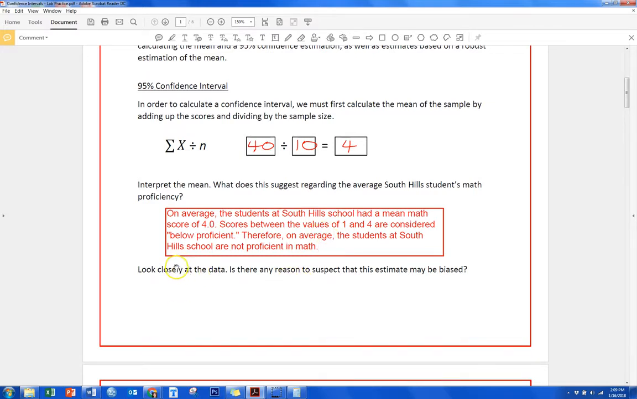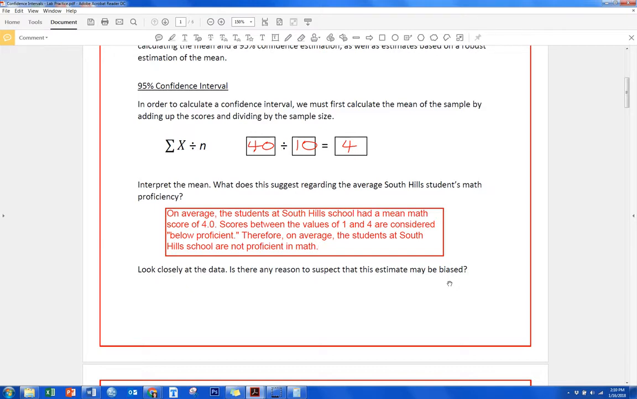Now it says, look closely at the data. Is there any reason to suspect this estimate may be biased? Well, that's an interesting question. Biased in statistics has a very precise meaning. When we talk about bias in this case, a bias mean, it means that you have an unusual value that's very high or very low that's pulling the mean in that direction.